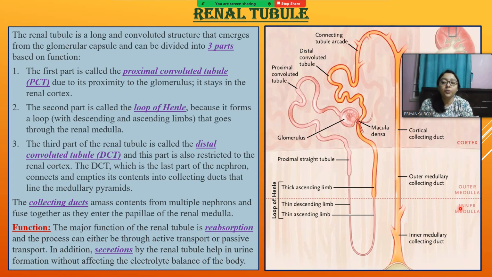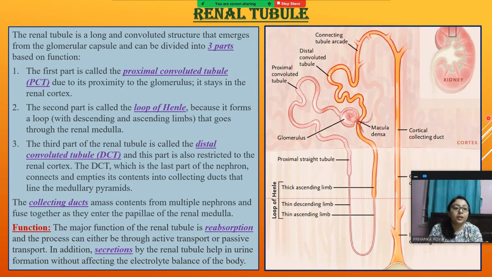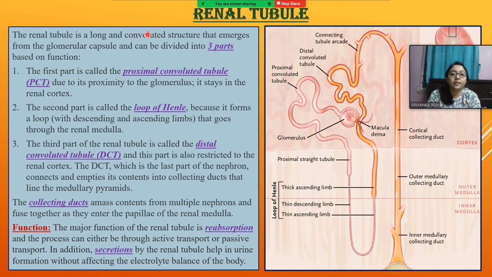So coming to the renal tubule part, the renal tubule is basically a long structure that consists of three parts. The first is the PCT. Because of its proximity to the glomerulus, it is called the proximal convoluted tubule. This part usually stays in the renal cortex. The second is the loop of Henle. It obviously goes into the renal medulla.